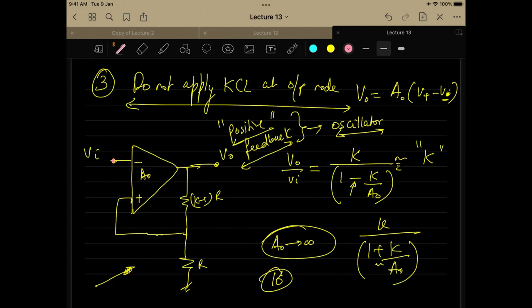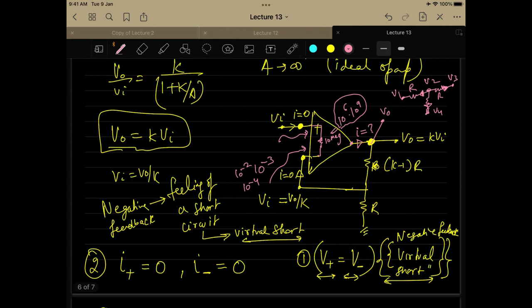Sir, a question about virtual short. You told that both input pins have the same voltage, so how will the VCVS act as its difference will be zero? It's a good question. What you are considering is an ideal situation, and we are trying to solve it in an ideal sense, not in a real sense. In reality, there will be a difference in the potentials at the two points. The value will be small, but it will not be zero.